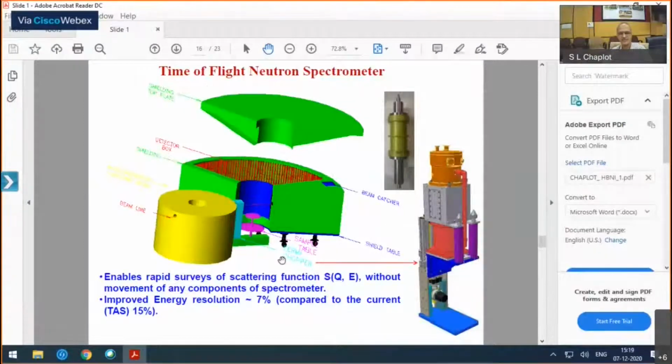There's a special equipment called the Fermi chopper, which essentially allows pulsing of the beam as well as fine-tuning the energy resolution. So the energy resolution would be roughly twice better than that one has in the triple-axis spectrometer.